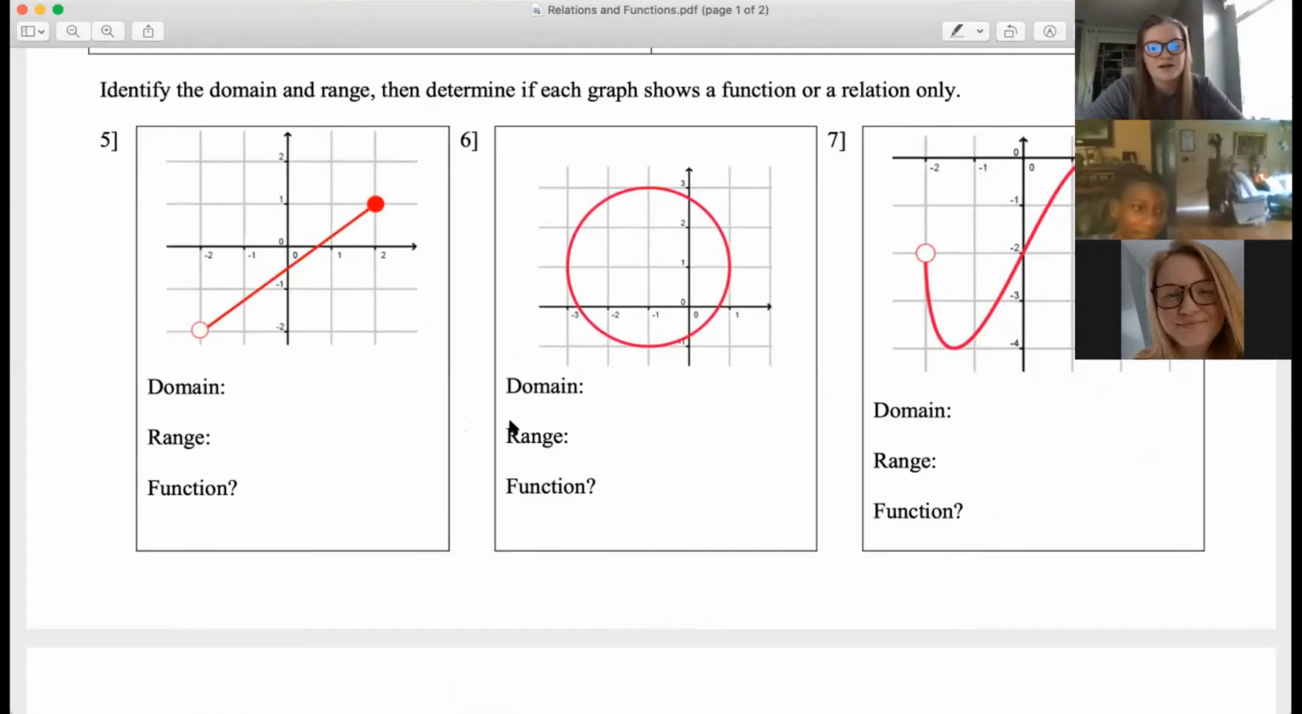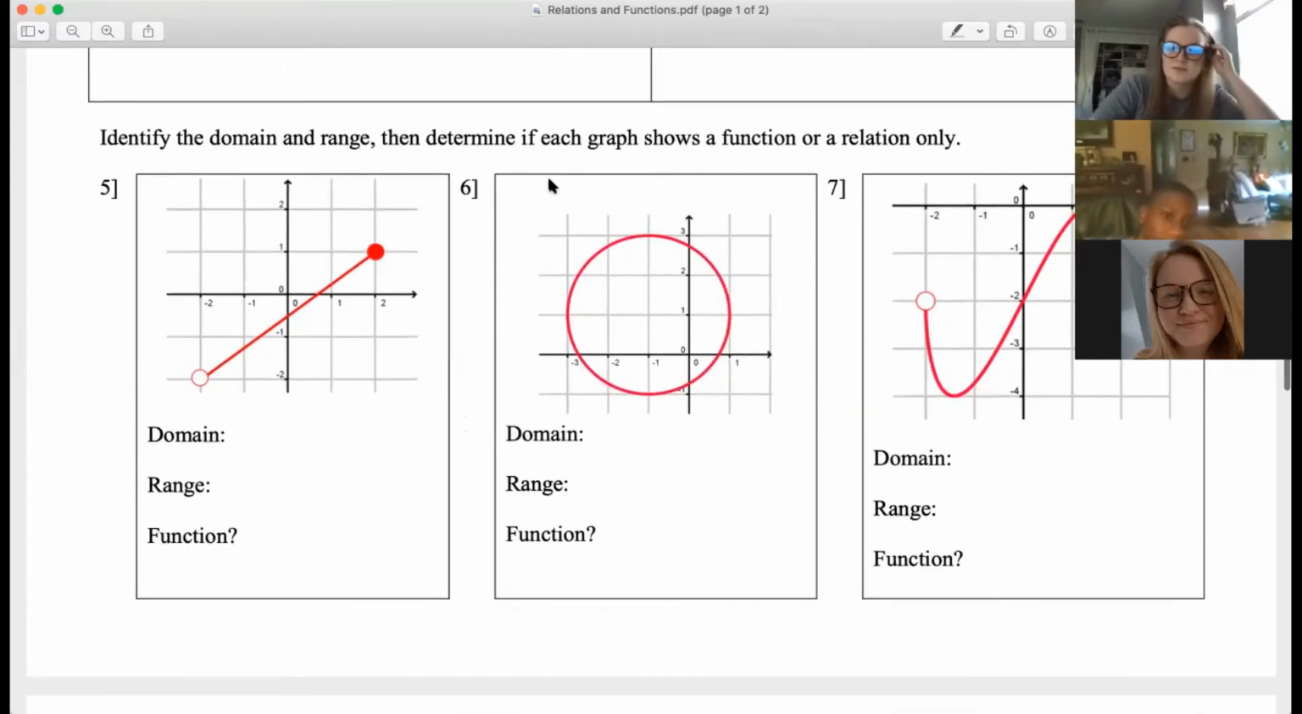So we are going to go ahead and look at these, and we are going to determine the domain and range, and we are going to show if this graph is a function or not. Okay? So go ahead and look at this one here and tell me what the domain is and what the range is. Domain, range.